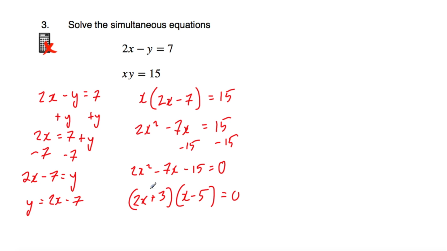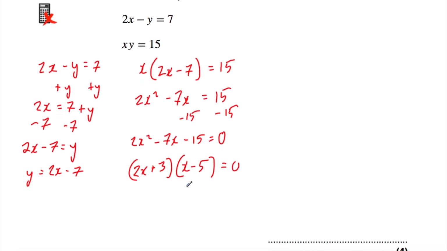And let's just check this. 2x times x is 2x squared. 2x times minus 5 would be minus 10x. 3 times x is 3x, and if you add that 3x to the minus 10x, you'll get to minus 7x, and 3 times minus 5 is minus 15. So this is fantastic. Now let's solve this. So this bracket's easy. x is equal to 5. That's one of our solutions there. x is equal to 5.